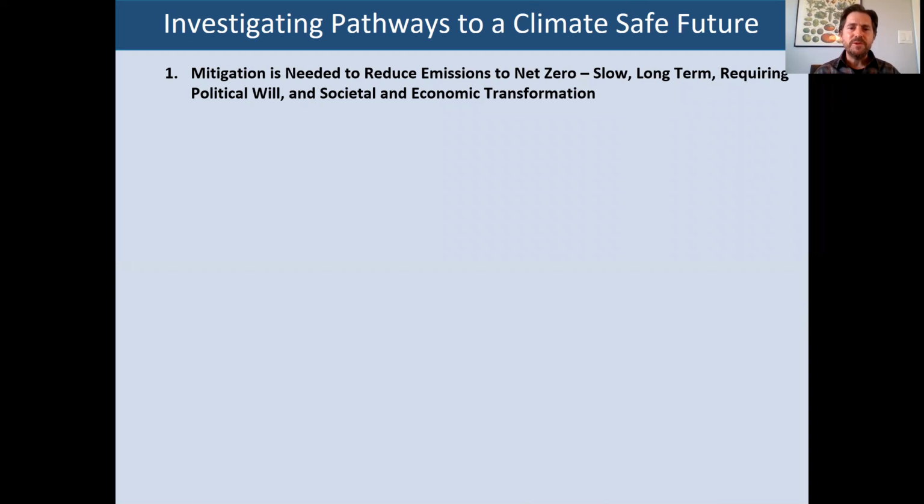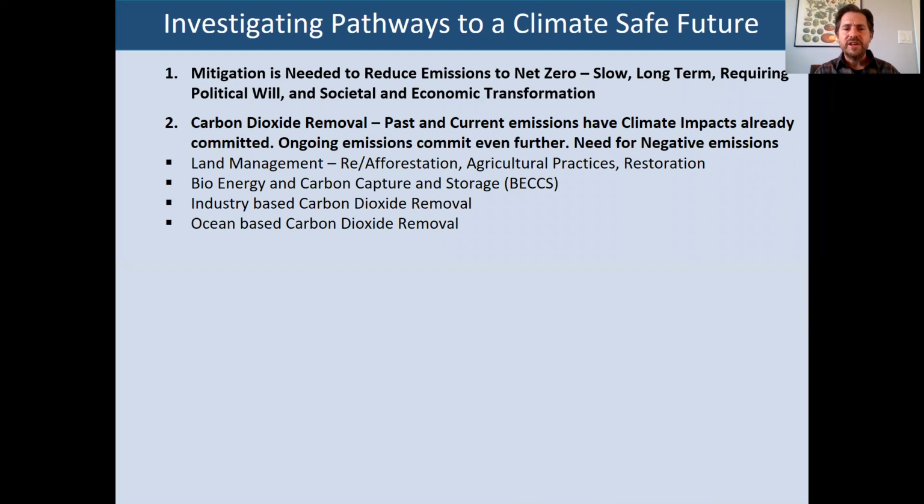Mitigation is necessary to reduce emissions to net zero. This is a long-term process. It requires strong political will and societal and economic transformation. Beyond that, we need to look at carbon dioxide removal, because past and current emissions have already given us climate impacts that are committed into the system. As we continue with ongoing emissions, we commit even further. So there's a need for negative emissions.